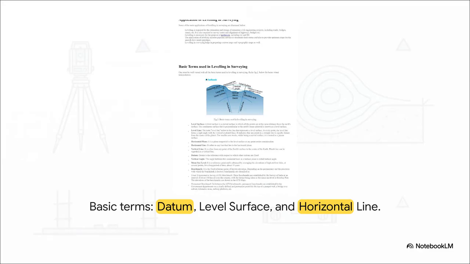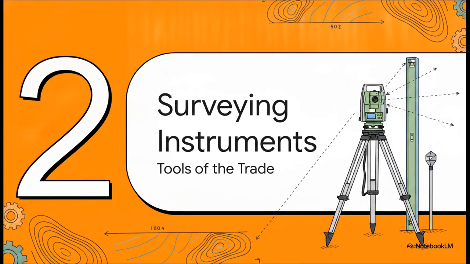To do this, we need a shared vocabulary. First, a level surface is a curved surface that's parallel to the Earth's shape, while a horizontal line is a straight, flat line that's tangential to that curve. But the absolutely crucial term you need to know here is the datum. A datum is our baseline. It's an arbitrary horizontal surface from which all other elevations are measured. And what's really wild is that in most topographical work, this datum is mean sea level, which is actually calculated by averaging high and low tides over a period of about 19 years. Pretty incredible, right?